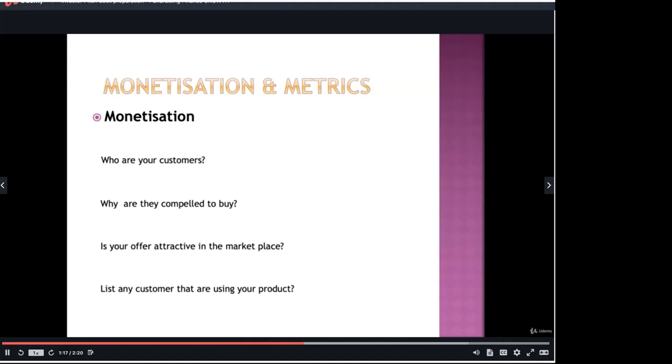You will need to convince the investor that A, you have carefully worked through the unit costs, and B, you are confident that the customer will buy at the given price point. How does your price compare with that of the competitor? You must list customers that are using your product or service. Let's ask these questions. Who are your customers? Why are they compelled to buy? Is your offer attractive in the marketplace? List any customers that are using your product.